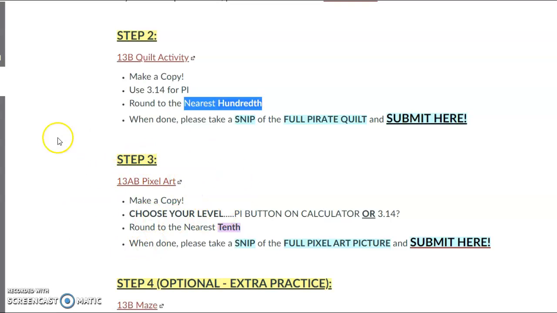The second activity, which is here under step 3, is bringing together both of our lessons about circles. So circumference of circles and area of circles. So you're going to make a copy. You are going to use level 2. This time here, though, be careful because you're going to round to the nearest 10th. So this first activity, nearest 100th, so 2 places after the decimal. This activity to the nearest 10th, so only 1 number after the decimal.